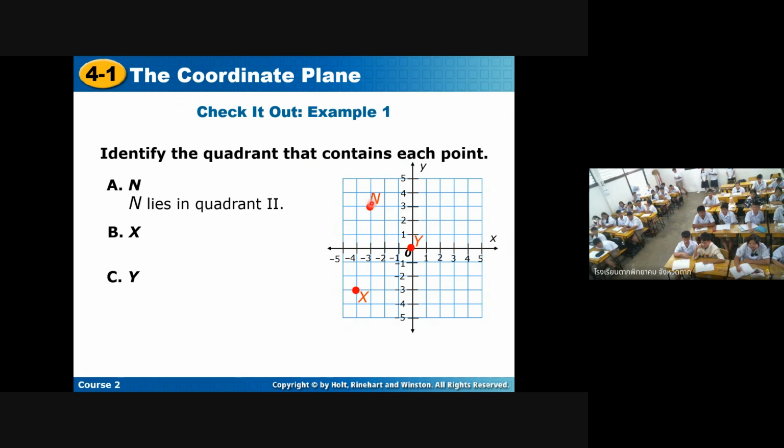Okay. Next, which quadrant is point X located at? It is located at quadrant 3. How about point Y? What is the location of point Y? Anyone? It is located at the origin. Very good.